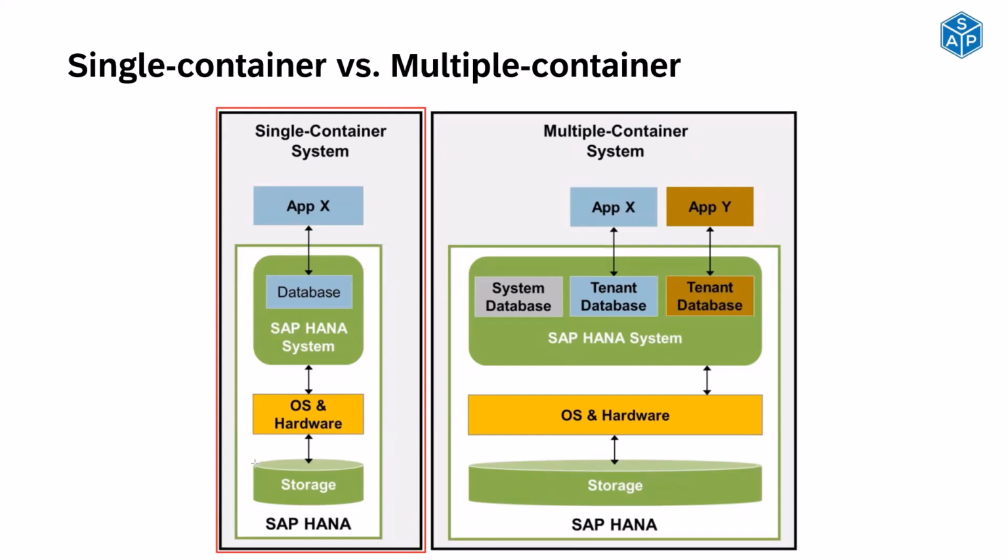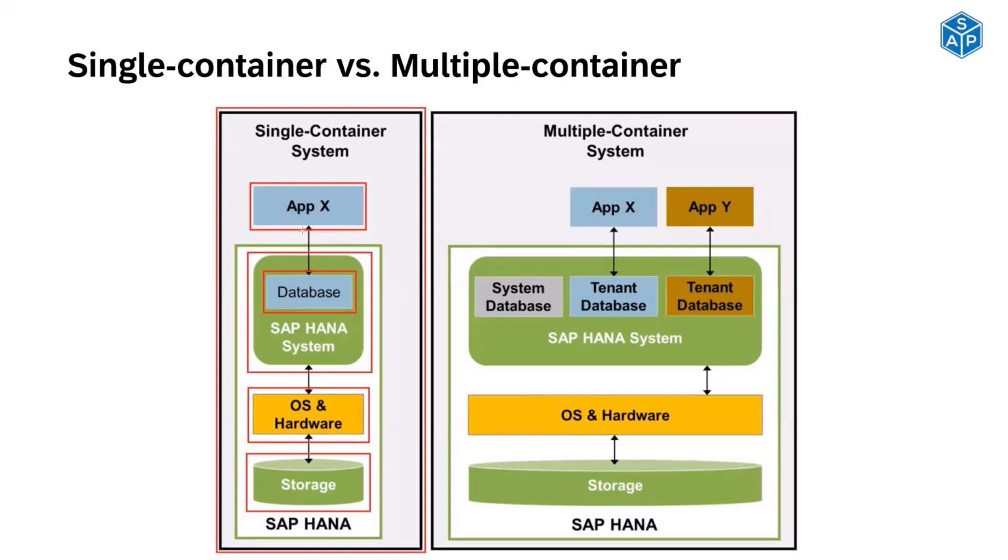This is your storage disk attached to your system. This is your OS, which is on your hardware or your VM, anything physical or virtual. This is your storage which is attached to your VM. This is your DB instance. Inside this DB instance, you only have one database. That database is connected to your application server, for example, application X.